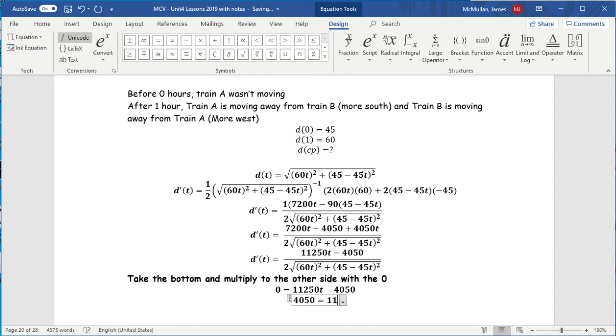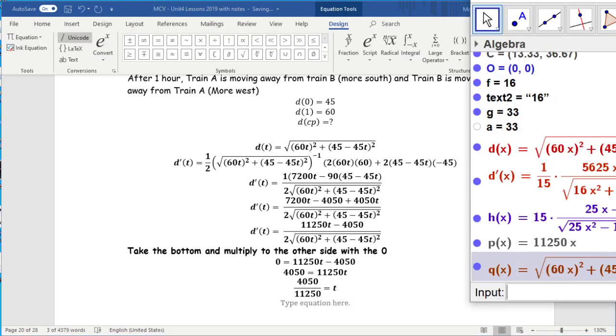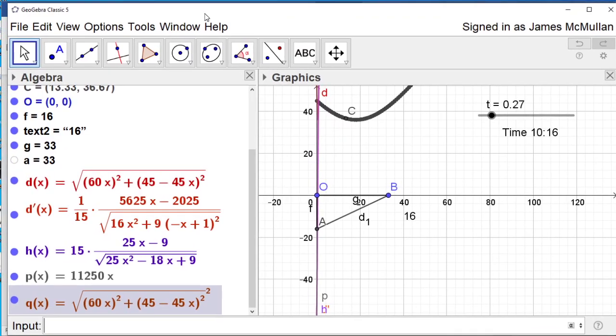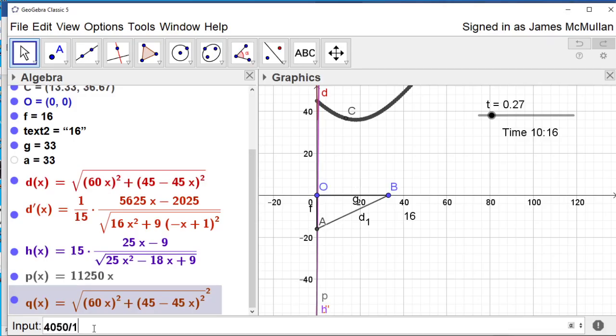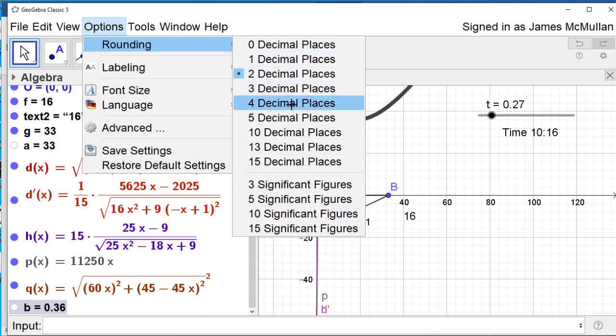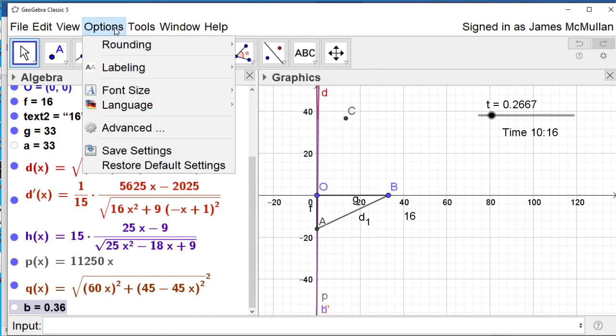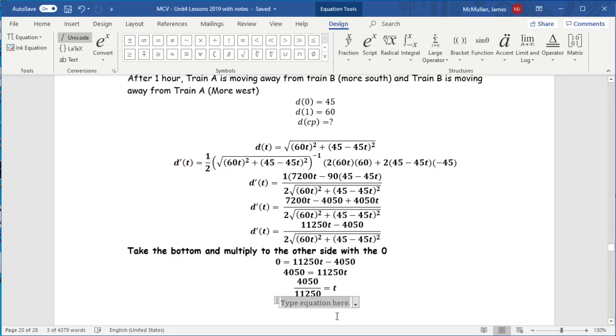So then you get 4050 equals 11250t. 4050 divided by 11250 equals t. And I think that, let's just see what that reduces to quickly. So that's 4050 over 11250. And that reduces to 0.36. Let's see if we can get that. Yeah, 0.36 exactly. Okay, so t equals 0.36.